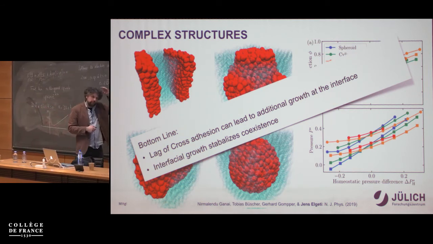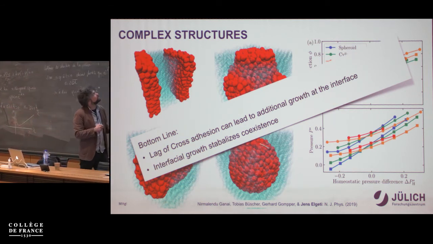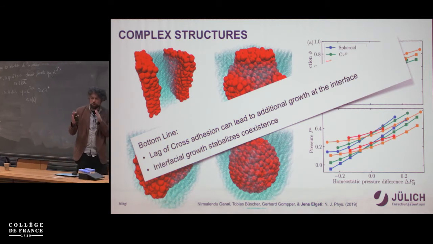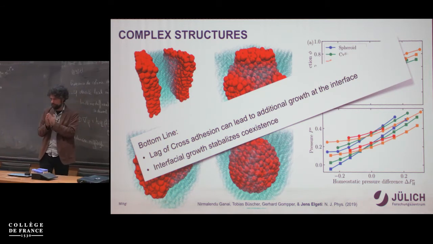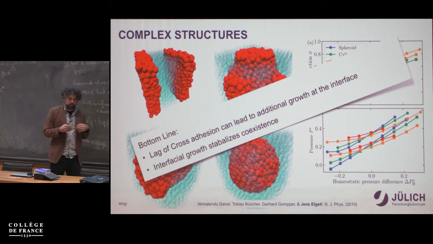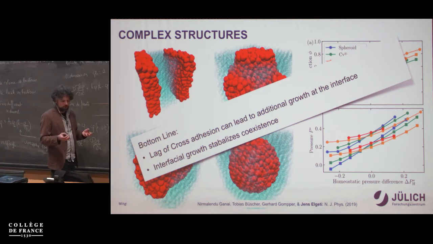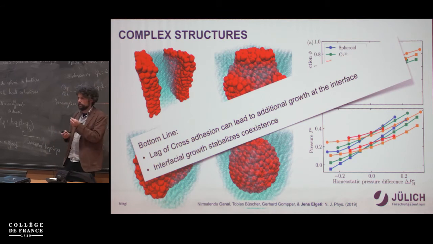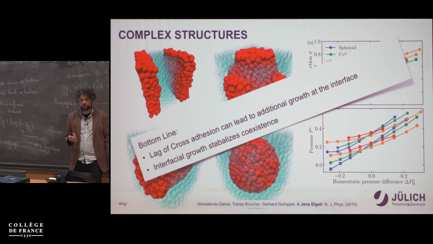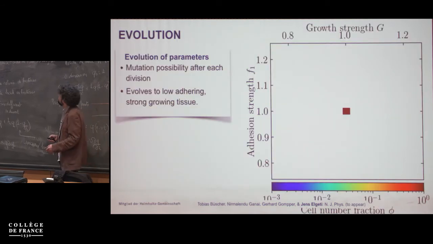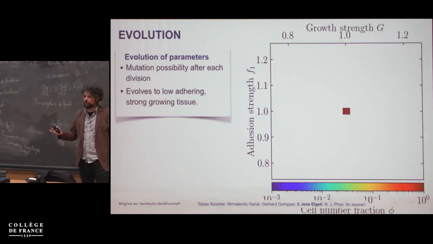Now, here we did the extreme case, right? Here we did no cross-adhesion between A and B. Now let's go to the other extreme and wonder about how this tumor heterogeneity could evolve, where probably no cross-adhesion is too extreme. Okay, let's do in-silico evolution.